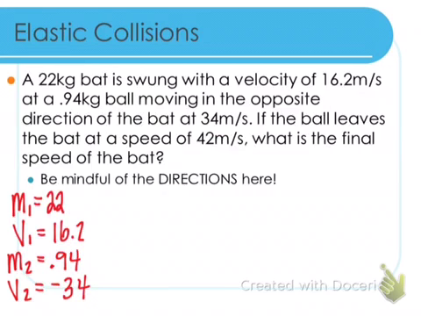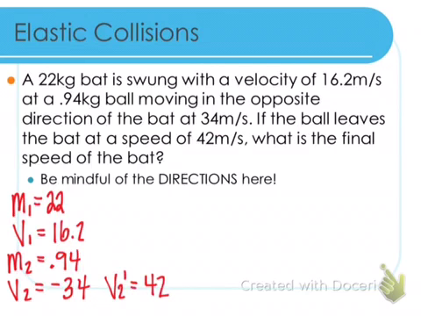Our batter is swinging the bat in the forward direction. The pitch is coming in at the opposite direction, so that's why it gets a negative. The ball leaves the bat at a speed of 42 meters per second, so that means V sub 2 prime is equal to 42 meters per second.